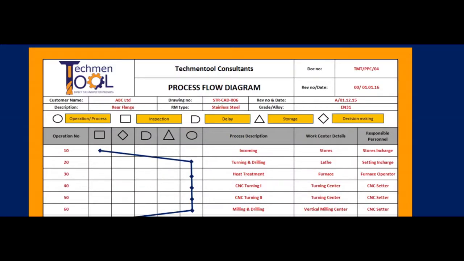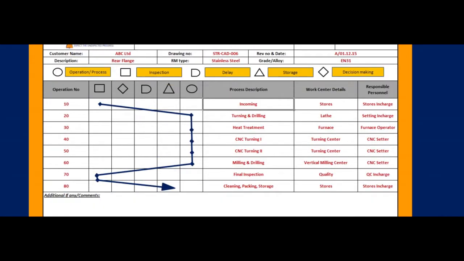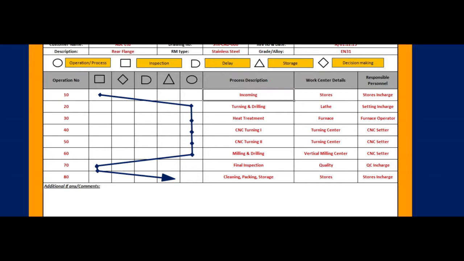Let us look into a sample format of the process flowchart. This consists of details about product description, customer details, materials information, operational details by indicating different symbols and their consequences, etc.